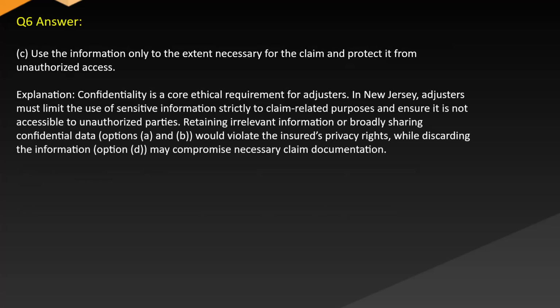Answer. C. Use the information only to the extent necessary for the claim and protect it from unauthorized access. Explanation. Confidentiality is a core ethical requirement for adjusters. In New Jersey, adjusters must limit the use of sensitive information strictly to claim-related purposes and ensure it is not accessible to unauthorized parties. Retaining irrelevant information or broadly sharing confidential data, options A and B, would violate the insured's privacy rights, while discarding the information, option D, may compromise necessary claim documentation.